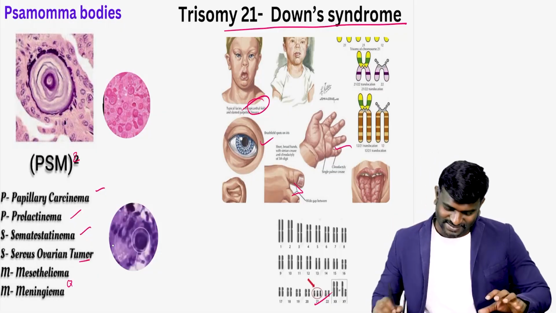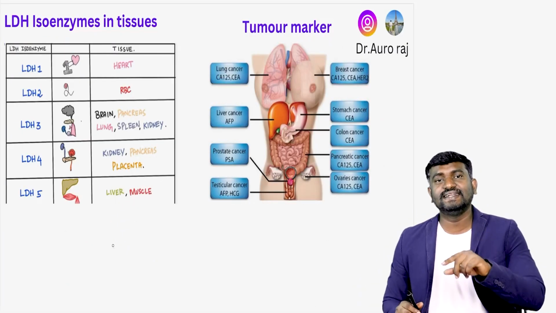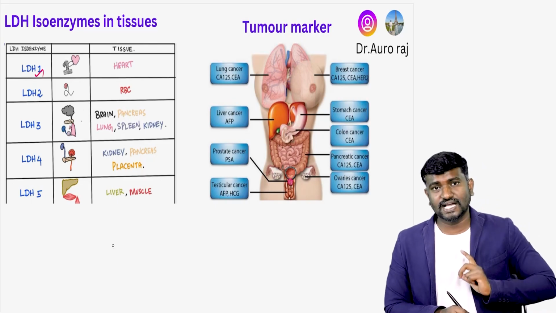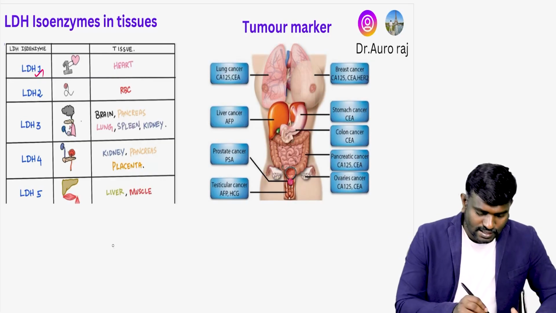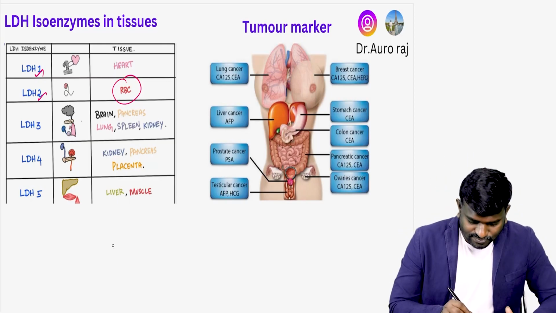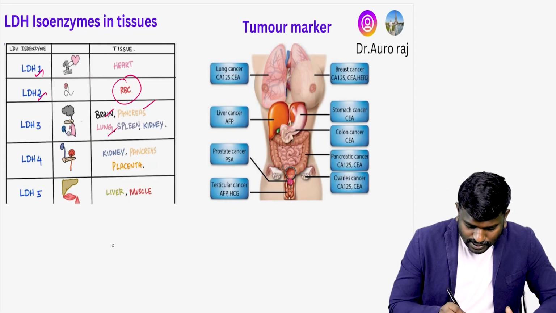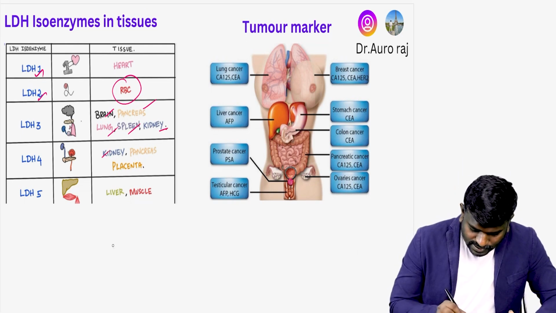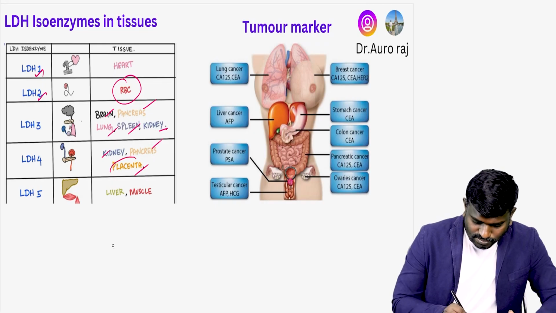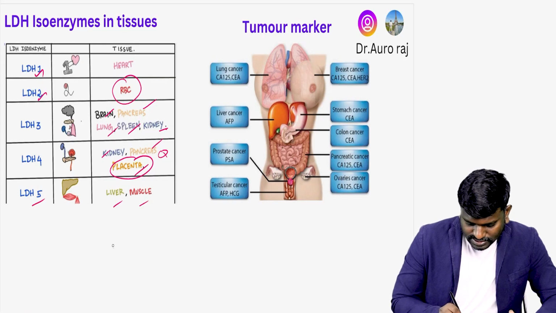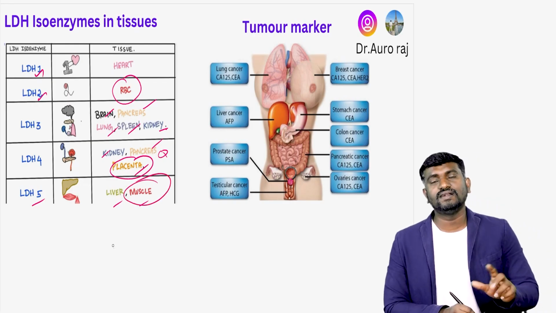Let's revise the LDH isoenzymes in tissues. LDH1 is seen in heart. We have only one heart, LDH1 in the heart. LDH2 is seen in RBC. Good. LDH3 for brain, pancreas, lung, and spleen, along with kidney. LDH4, remember, kidney, pancreas, and placenta. At least remember placenta, if not all. LDH5 is seen in liver and muscles. LDH5, please at least remember liver and muscles.